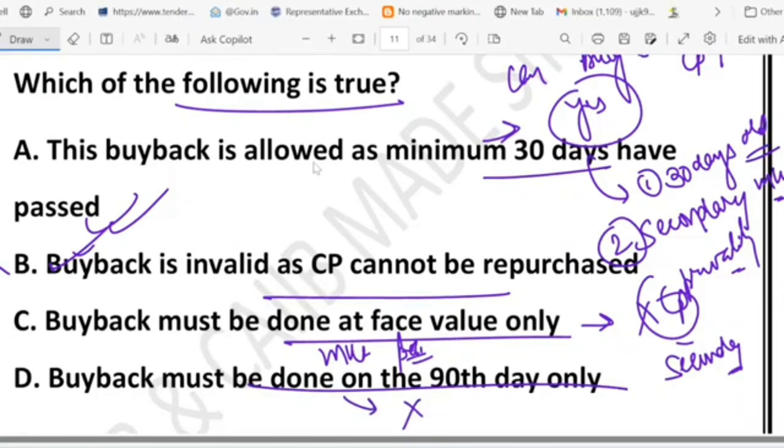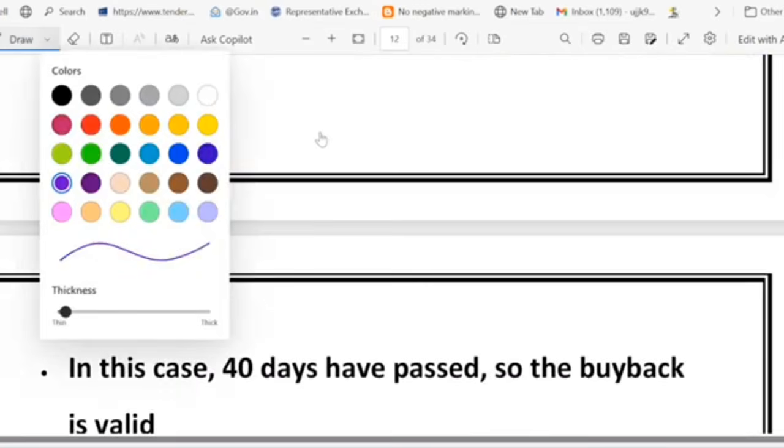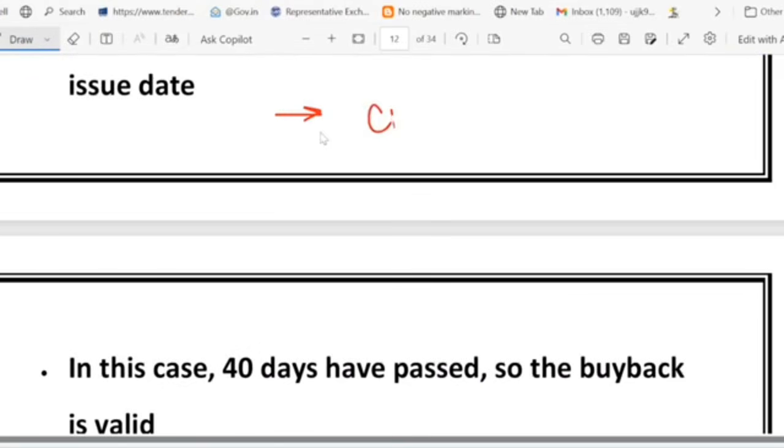Because CP matures on the 90th day, but the company is allowed to buy it back before, as long as 30 days have passed. So day 40 is fine. Let's summarize what we learned from this particular question, because learning is very much essential. I told you that CP can be bought back by the issuing company. Yes, the issuing company can buy back the CP. This is the first point I told you.